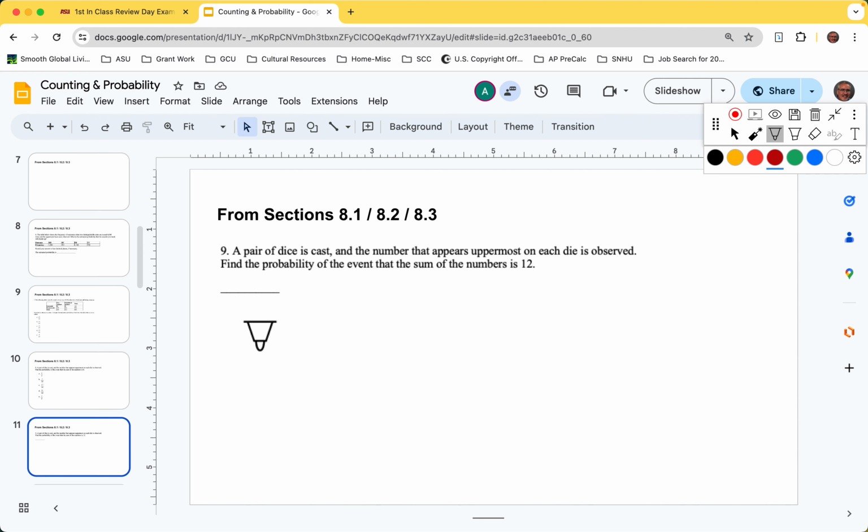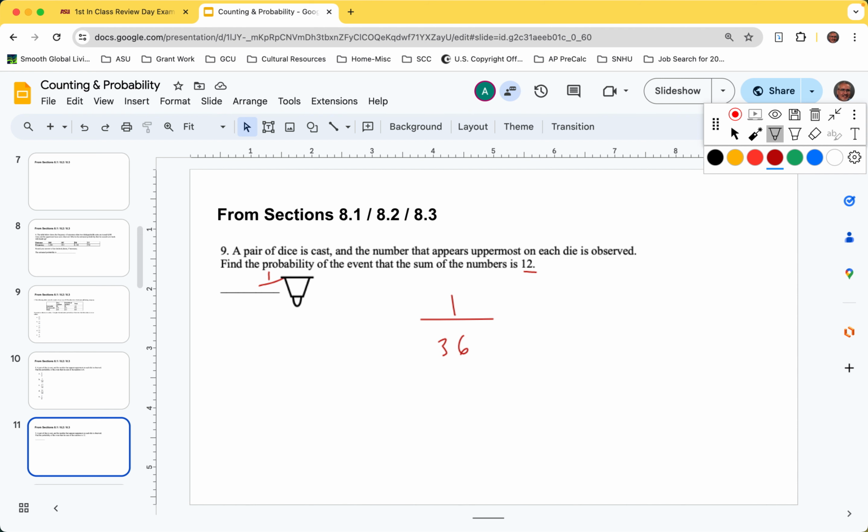Okay, so I want to get over to the marble one. So a pair of dice is cast. This is another one, we'll just do this one together. What's the probability of the event that the sum of the numbers is 12? Same thing, right? How many totals are there? Well, there's one way to get a 12, because you've got to get 2 6s. So there's only one way to get a 12. How many different possibilities when you roll 2 dice? It's always 6 times 6, 36.